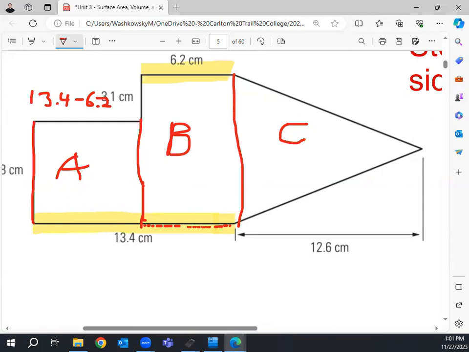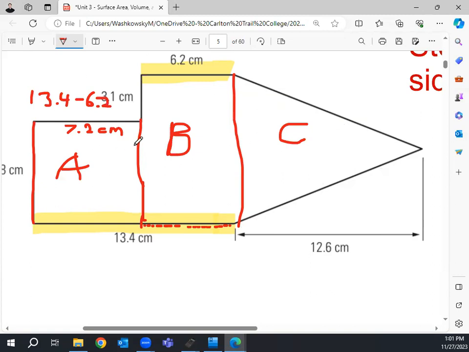And if I do that, I can see that the length of this line now is 7.2 centimeters. So use what you know to find what you don't know. Is there any other shapes? So if we're looking at A, B, and C, is there any other lines that I need to figure out? 12.6. Oh, so that's the height of this triangle here.